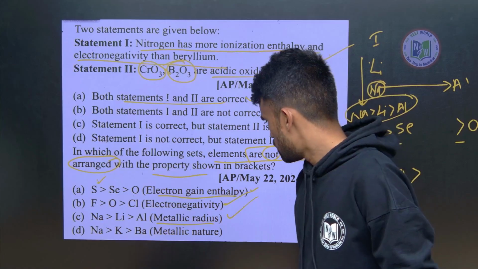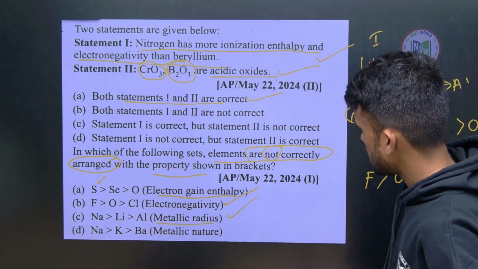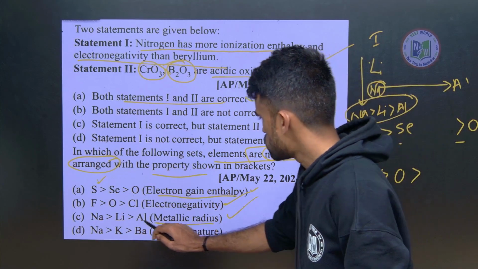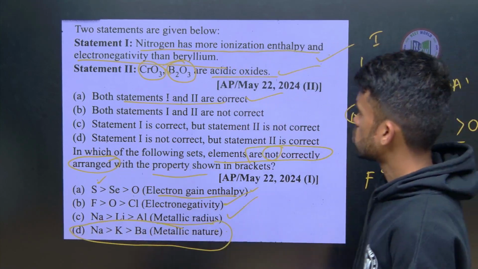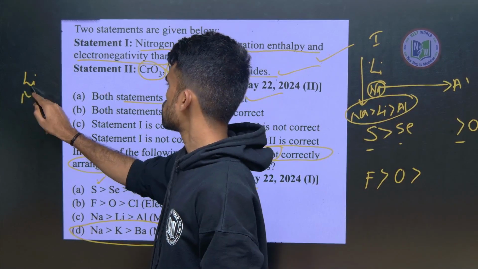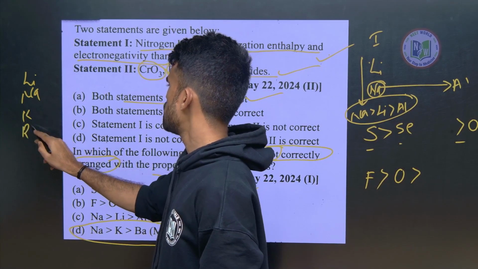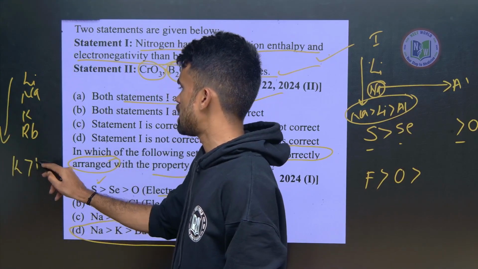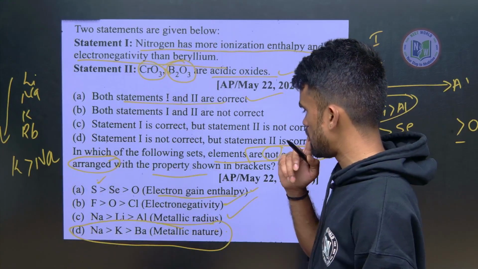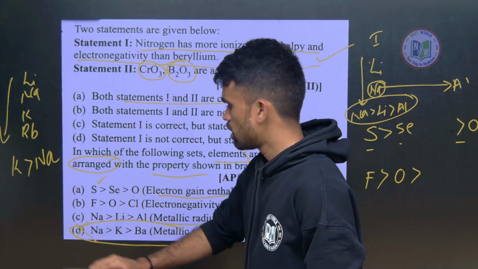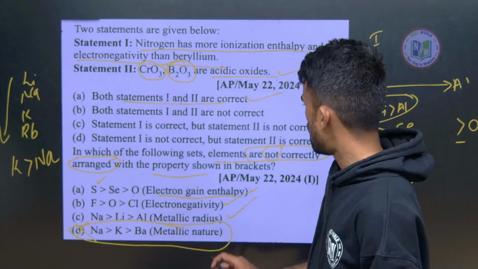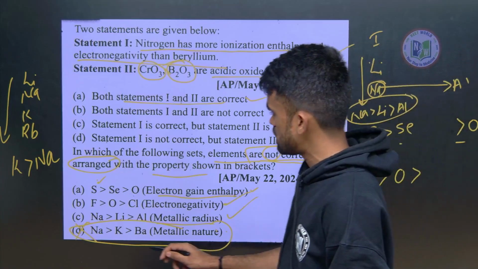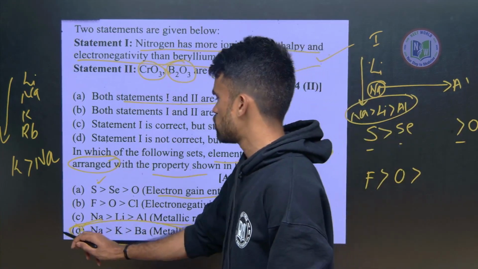What about metallic radius? They are asking about metallic radius, not metallic nature. Okay, that is also true. Let's discuss this metallic nature here. Lithium, sodium, potassium, rubidium, like this we will write. Down the group metallic nature increases. It means potassium should have more metallic nature than sodium, but the order is given the wrong way. So option D is arranged in the incorrect way, and that is what we need to choose, because they are incorrectly matched. So you can go with option D.